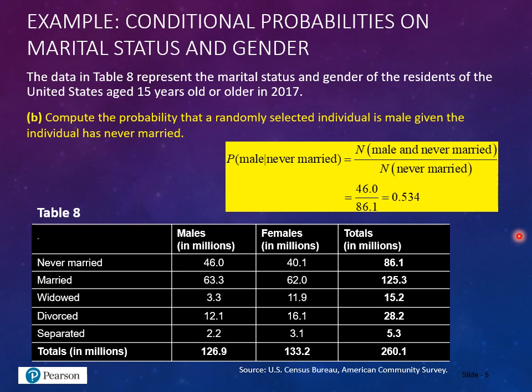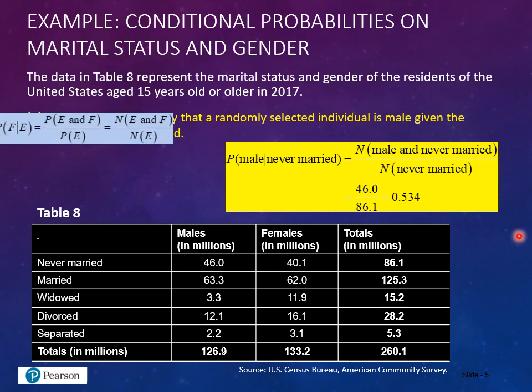which is a much higher percentage. This is 1 in 2, almost more than half of the population. Of the never married people, more than half are going to be male.